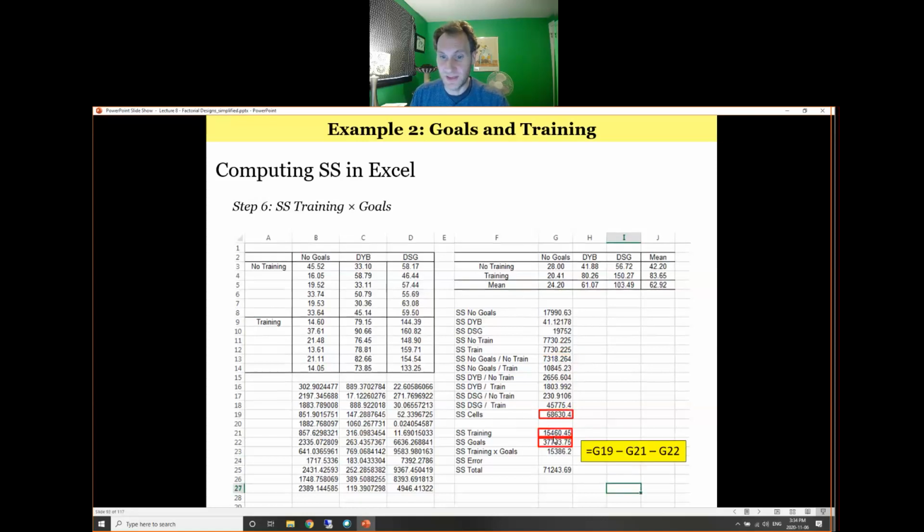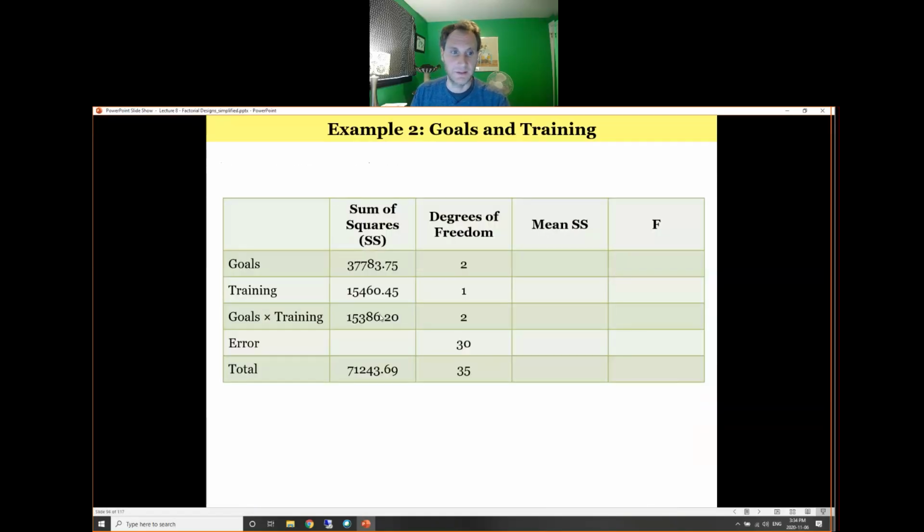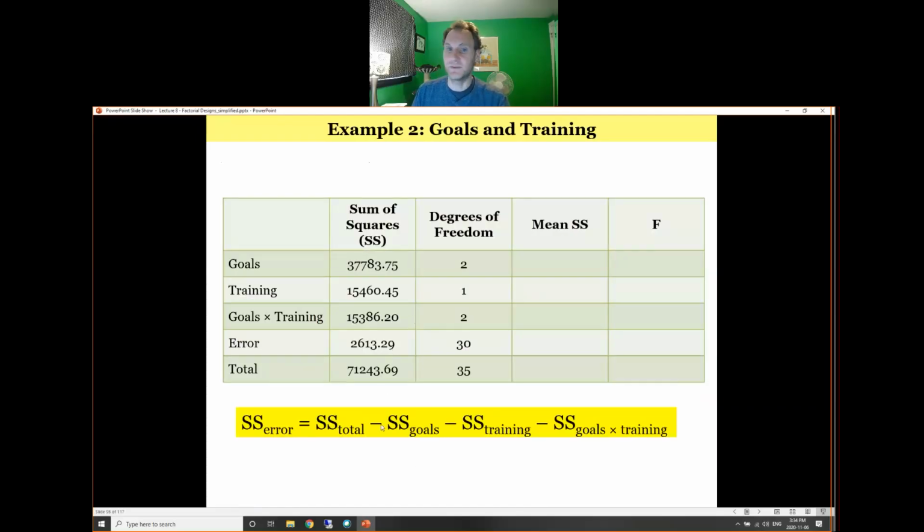Remember, sums of squares cells is not my interaction term. Instead, I have to take my sums of squares cells, which lives in G19, and subtract out my sums of squares from the training main effect and the sums of squares from the goals main effect to get the interaction sums of squares. I can pop that in right there. Finally, my error term is just what's left over. I can subtract the goals, training, and interaction sums of squares from the total sums of squares to get the error.